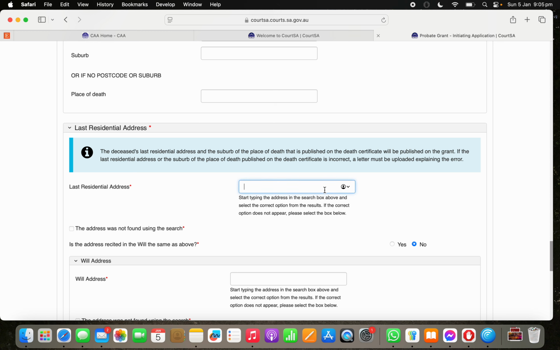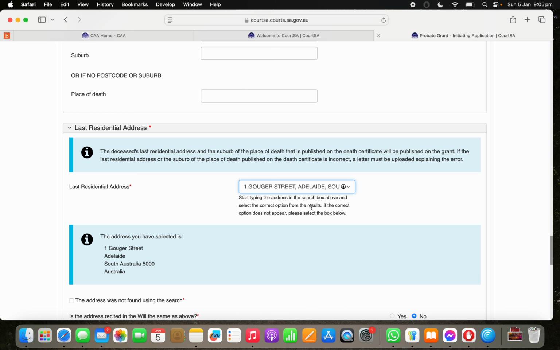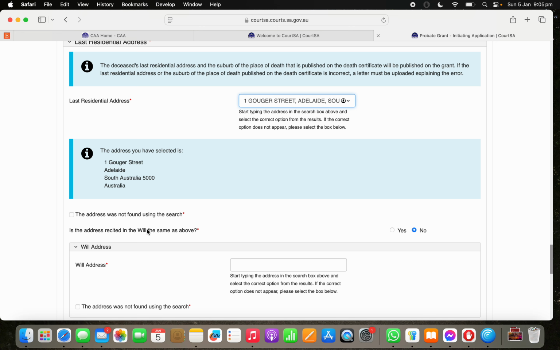So this will actually bring up the address for you. If you start typing an address in, it'll give you a suggestion. You can choose that suggestion. However, if you can't find it, you can click on the address was not found using this search, and you can manually enter the address in.